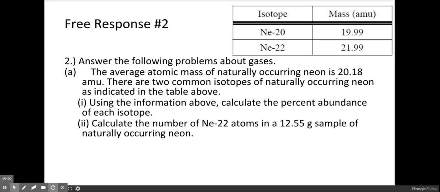So it's going to take you a little while. Pause for a while, and then we're going to come back. We have 2 different calculations, so you might want to split this up in the room. Maybe one side of the room calculates the percent abundance, the other side calculates the number of neon-22 atoms, and then you can come together and show each other your work. That might be one way to attack this. So pause and then come back for our answers.